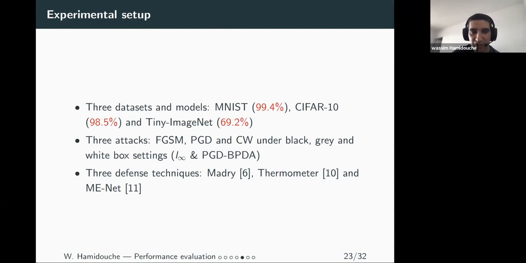Now we see how we evaluate the performance of the proposed model. As experimental setup, we use 3 datasets, which are mostly used in the literature: MNIST, CIFAR-10 and Tiny-ImageNet. Here I give the classification accuracy of these models on clean images. In terms of attacks, we also consider 3 attacks: FGSM, PGD, and CW, under black box, gray box, and white box settings. And we also compare the solution with 3 defense techniques, which are MADRY, the thermometer, and MNIST, which I have presented in the related work.